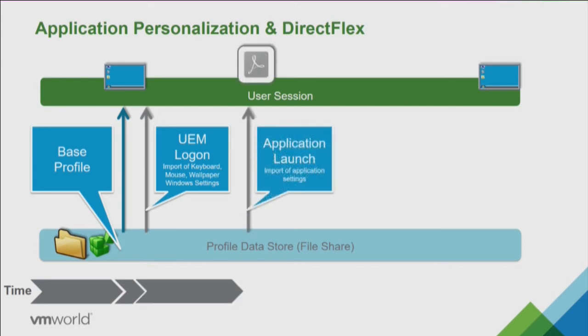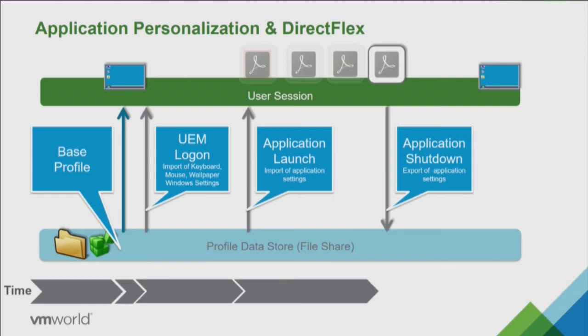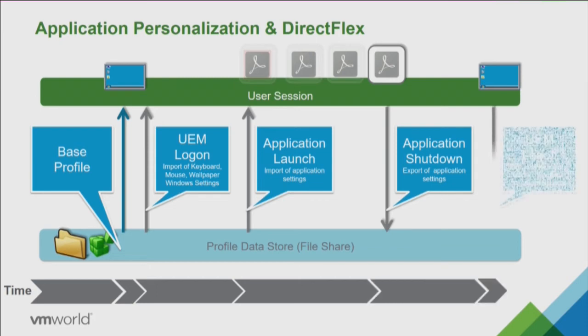Then at an application launch, the settings for that application are pulled down. And that's done with a mechanism with UEM that's referred to as DirectFlex. And the user uses that application, and then when they exit that application, settings for that application are written back to that specific user's folder. And then at log off, any unsaved settings, which is going to be a small set, are written to the user's what we call profile archive share. Right?